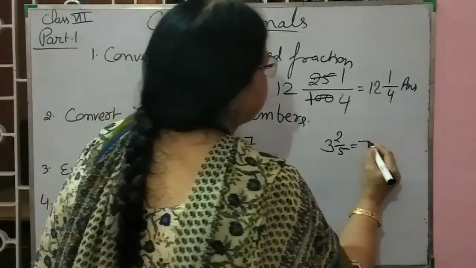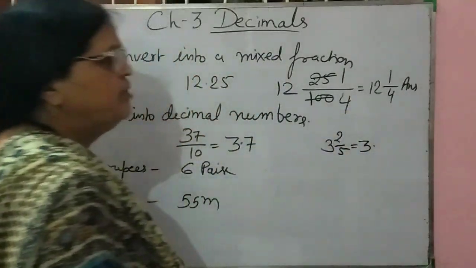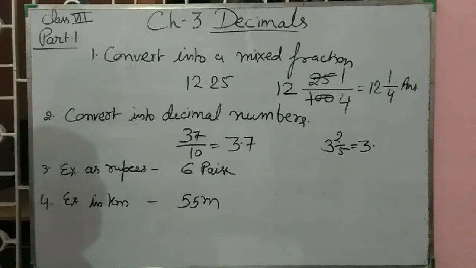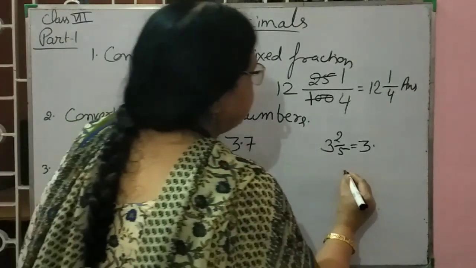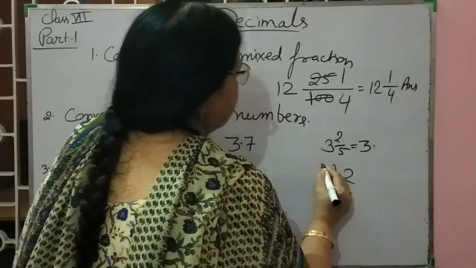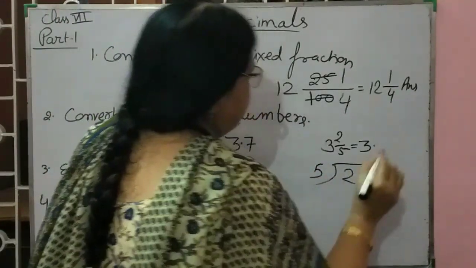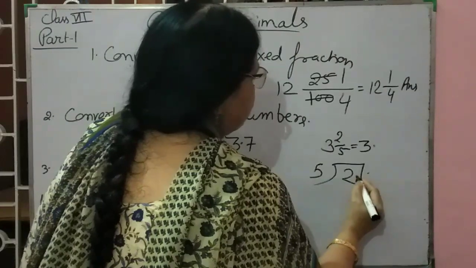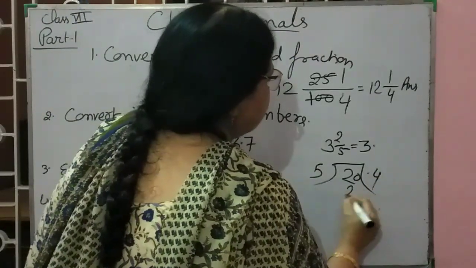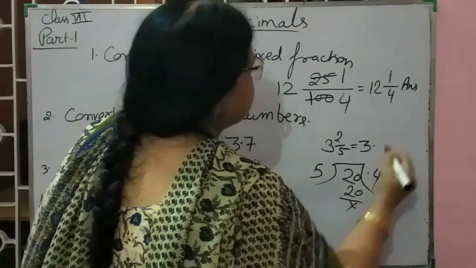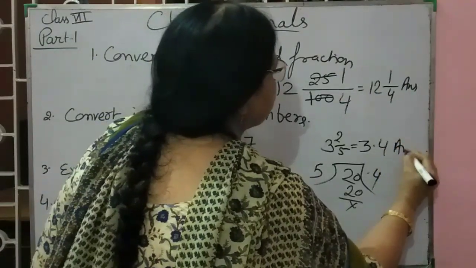In this, 3 2 by 5. 3 is a whole number. You write here before decimal and divide. 5 fours are 20. 3.4.